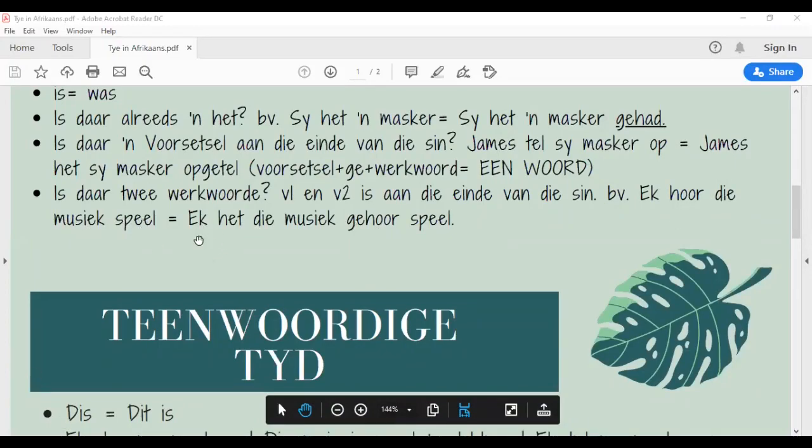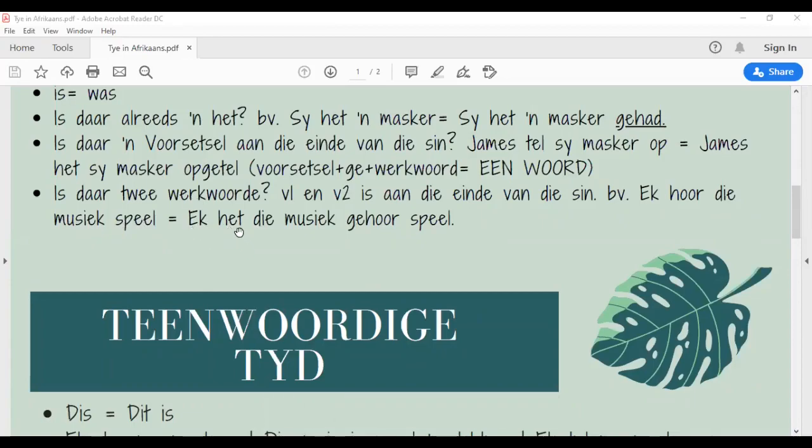Change, we're also going to put in a het. Ek het die musiek gehoor speel. You put the two verbs at the end. Do you see? Now this rule applies to a lot of other aspects in Afrikaans as well. Whenever there's two verbs, both of them go to the end. And the verb 1 stands first and then verb 2 at the end of the sentence. We'll practice more of these as well.